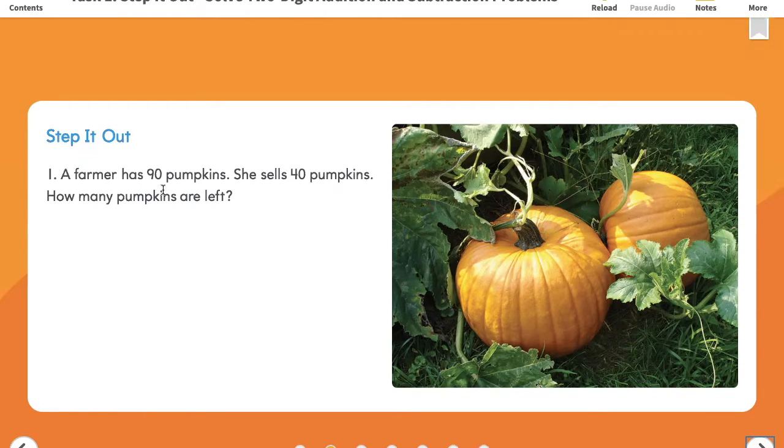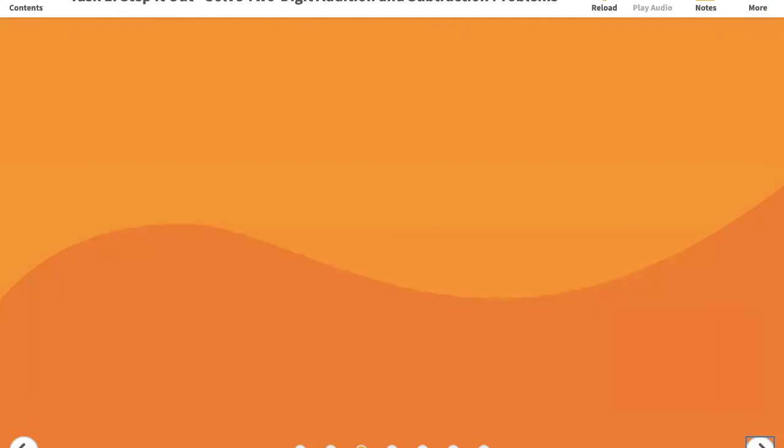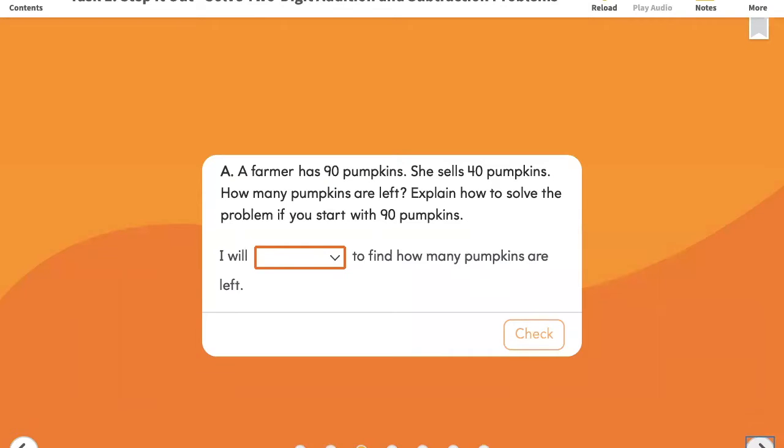A farmer has 90 pumpkins. She sells 40 pumpkins. How many pumpkins are left? It says, explain how to solve the problem if you start with 90 pumpkins. Let's see the options that they give us. It says, I will blank to find how many pumpkins are left. Will we add 40 pumpkins to see how many are left? Or will we subtract 40 pumpkins to see how many are left?